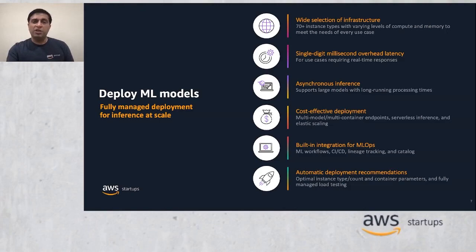SageMaker also provides built-in metrics and logs for your endpoints that you can use to monitor and receive alerts. SageMaker also offers more than 70 instance types for your inferences with varying levels of compute and memory, including Amazon EC2 Inf1 instances based on AWS Inferentia, a high-performance ML inference chip designed by AWS, and GPU instances such as EC2 G4DNs to meet the performance and cost requirements of any use case, including real-time and high-throughput batch inferences.